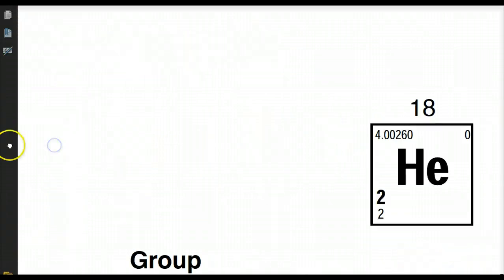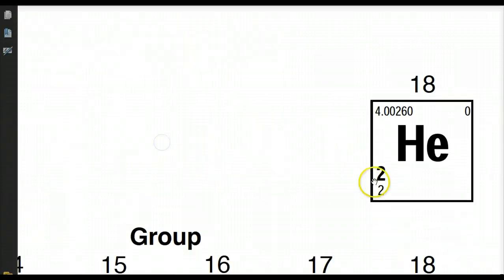Maybe I can move it over. There's helium, and helium has 2 protons. So if I have a balloon of helium, we have the element helium in the balloon, but what we really have is a group of the same type of atoms with 2 protons. Okay, let's go back to my chart.